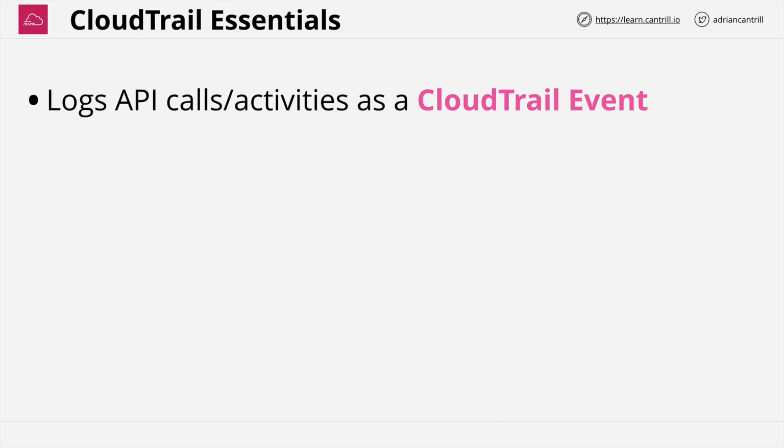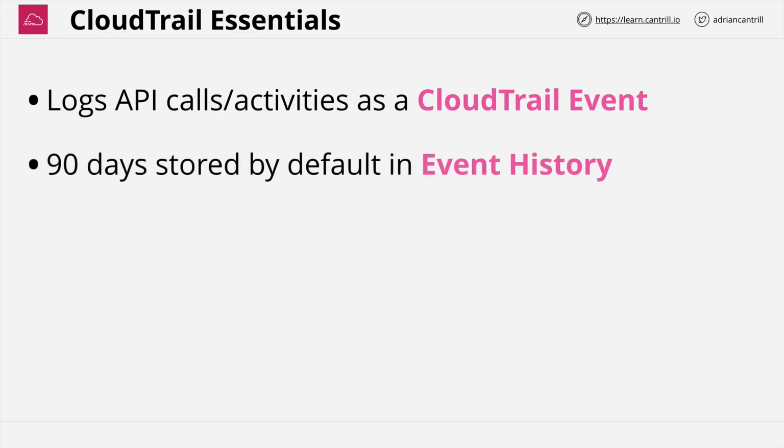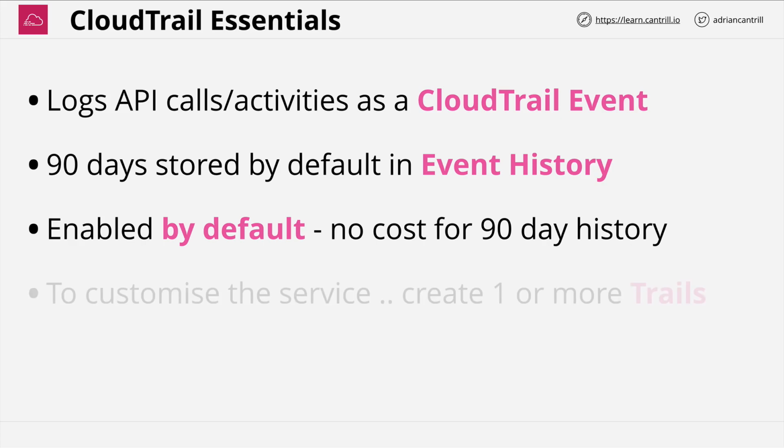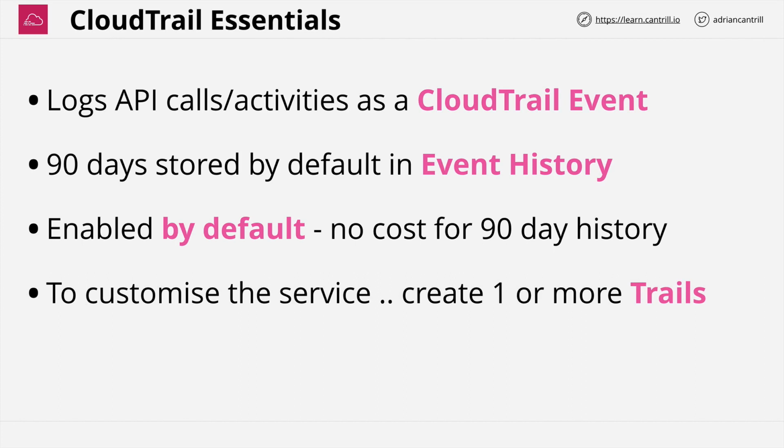Now, CloudTrail by default stores the last 90 days of CloudTrail events in the CloudTrail event history. This is an area of CloudTrail which is enabled by default in AWS accounts, and it's available at no cost and provides 90 days of history on an AWS account. Now, if you want to customize CloudTrail in any way beyond this 90-day event history, you need to create a trail. And we'll be looking at the architecture of a trail in a few moments' time.